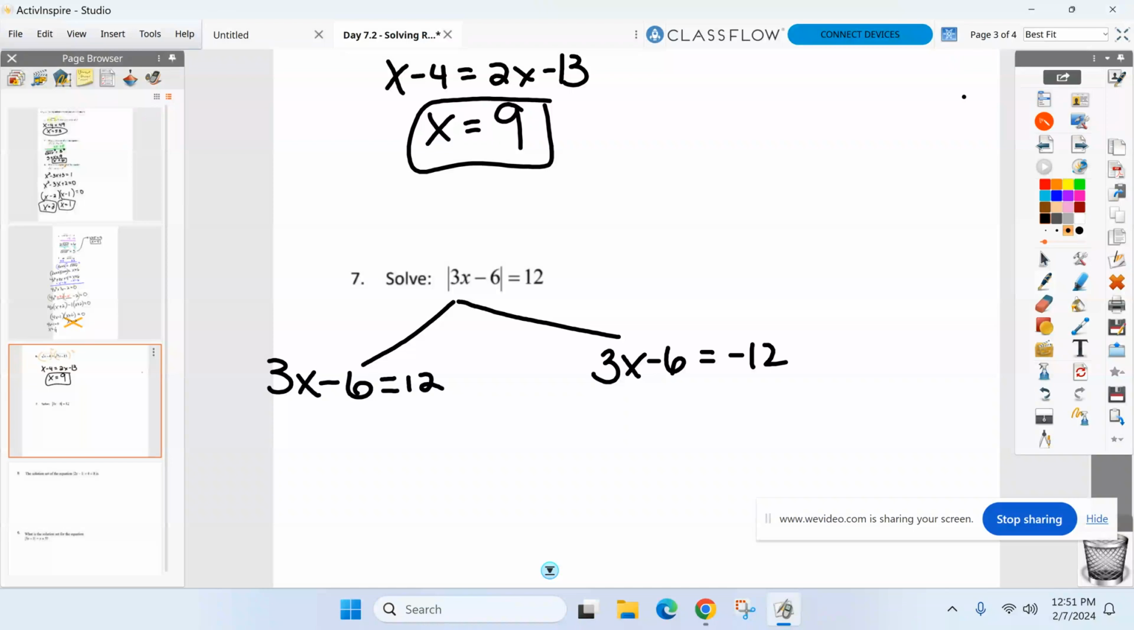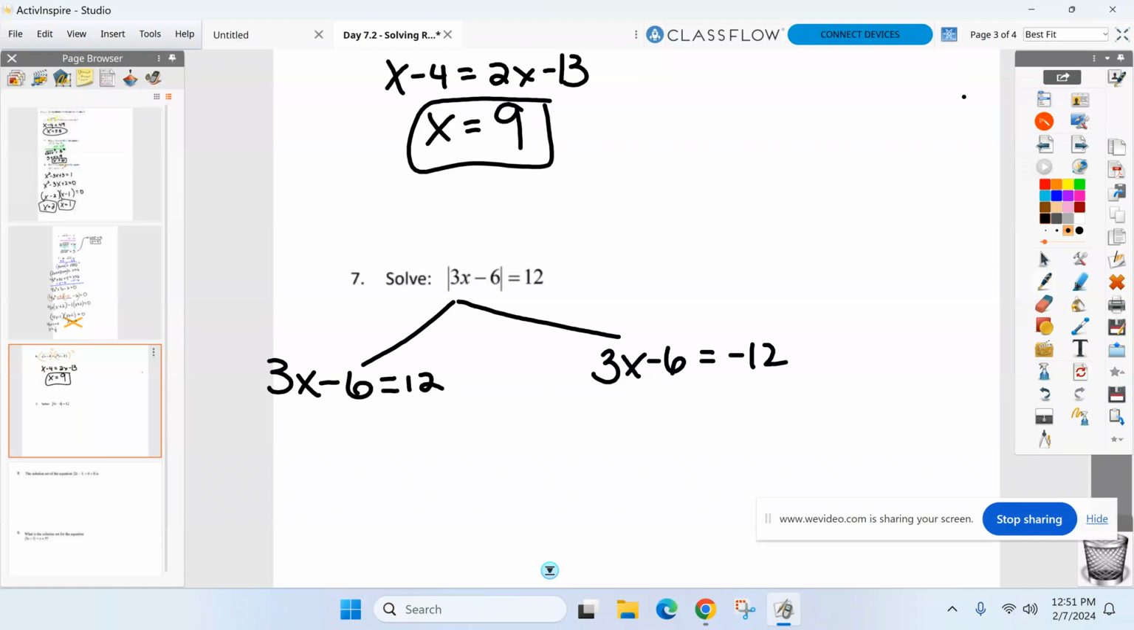Now, whoever you had last year may have taught you change everything inside the absolute value and keep the other side the same. That's fine too. You got to keep one side the same, change every sign on the other side. So decide today what's best for you. I keep the absolute value the same and change what's over on the other side.